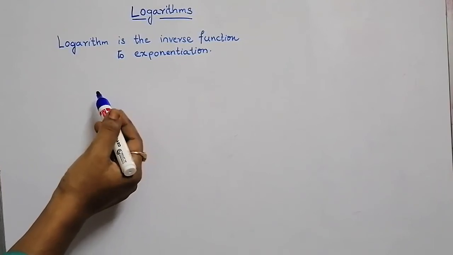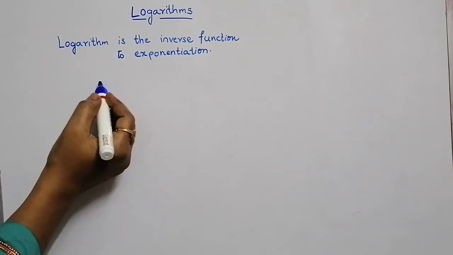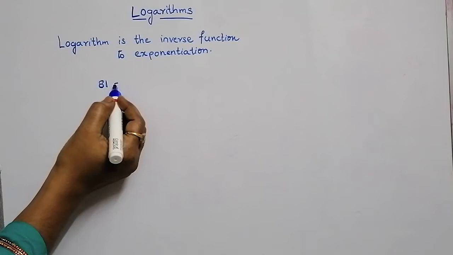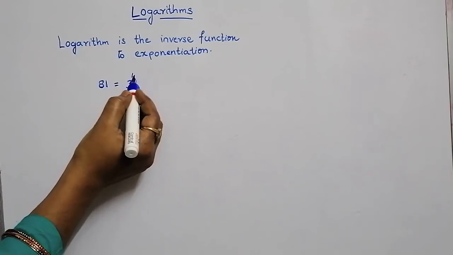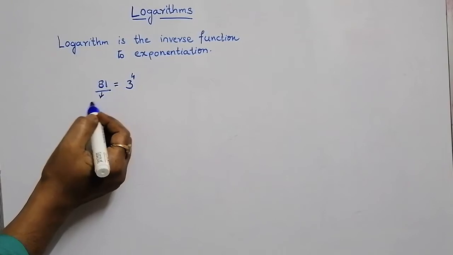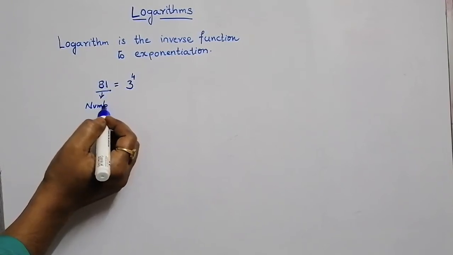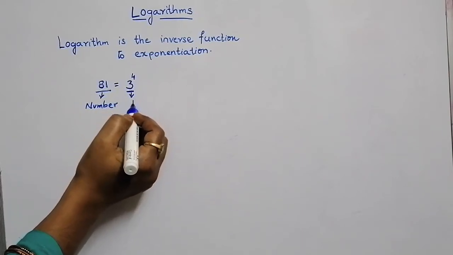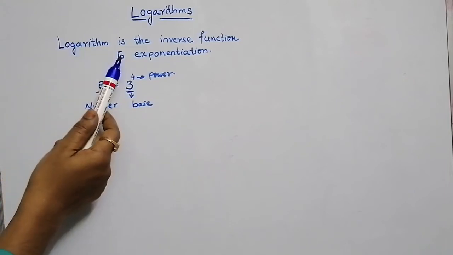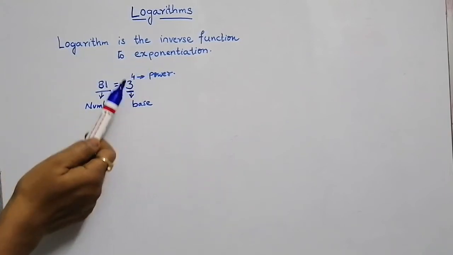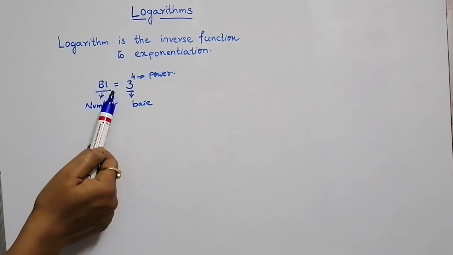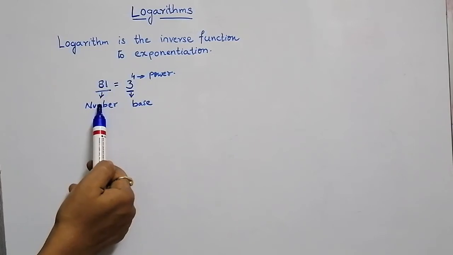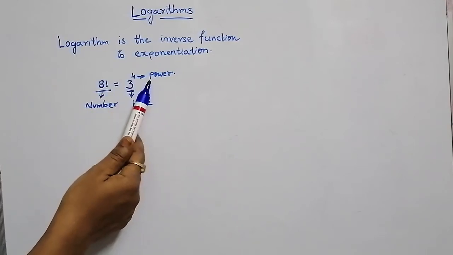Let us recall some exponents and their formulas. Suppose I have a number 81. 81 can be written as 3 power 4. See, 81 is a number here and this number is represented in the form of 3 power 4. This 3 is called the base. Logarithm is the inverse function to exponential. 81 is equal to 3 power 4 is our exponential form. 81 is our number, 3 is our base and 4 is our power.